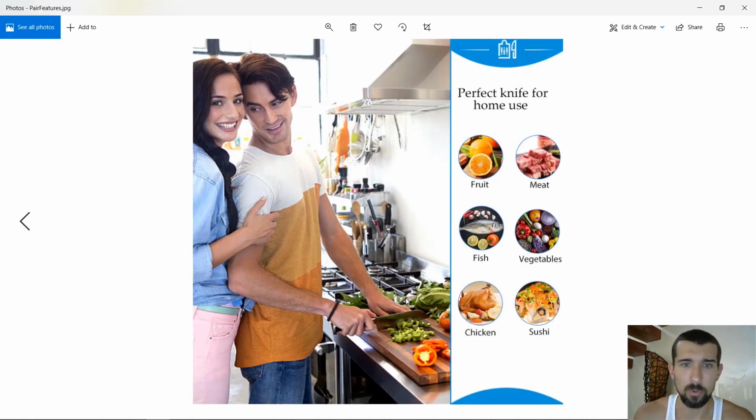First one, we have people in the kitchen using the knife, and here we have a couple, and the dude is cutting the salad, looking at the chick, they're smiling, and there's a really nice kitchen here. Well, the quality of the picture is not that good, but still. And perfect knife for home use. We have some features here. This is a lifestyle picture with features and with people.